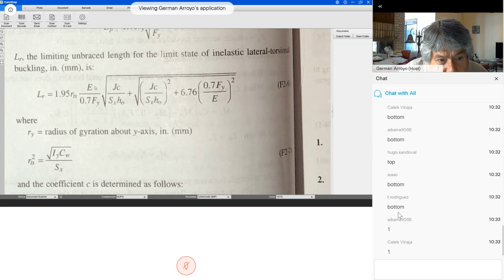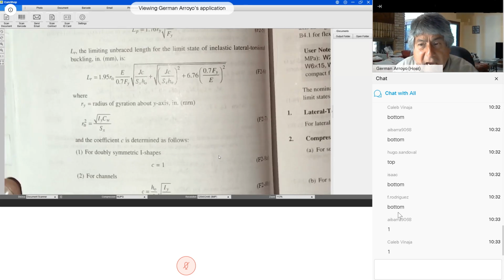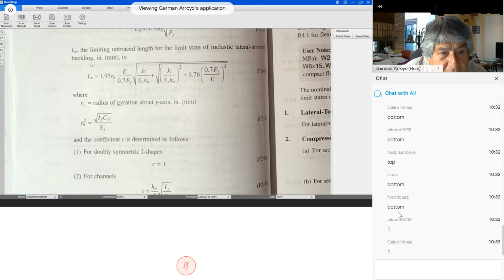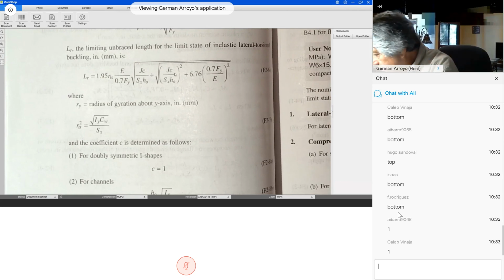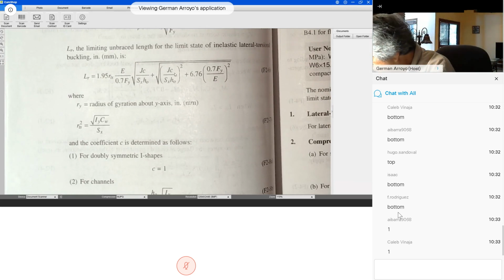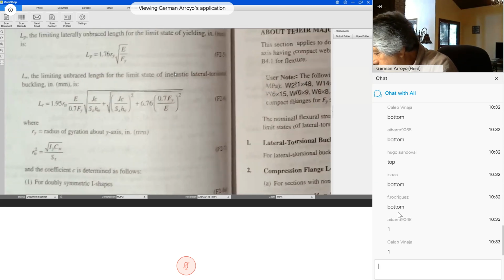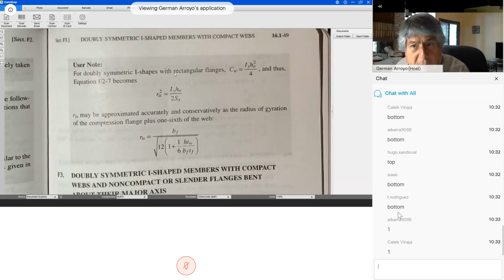Most of these values are given in the code in chapter 1, and also they are given in here. So when the time comes that we have to compute this, I'm going to tell you how to do it. Next page, 16.1-49.